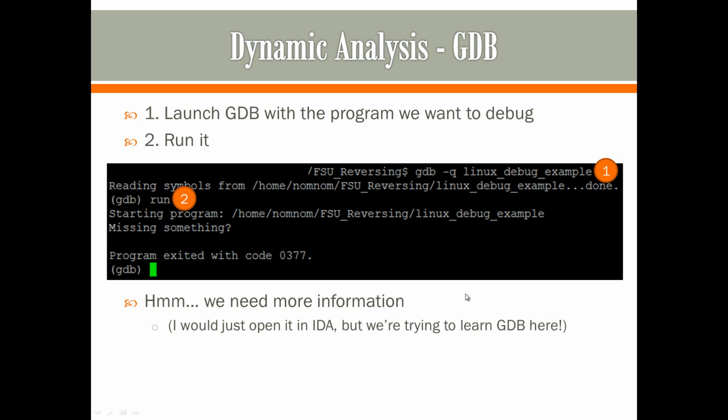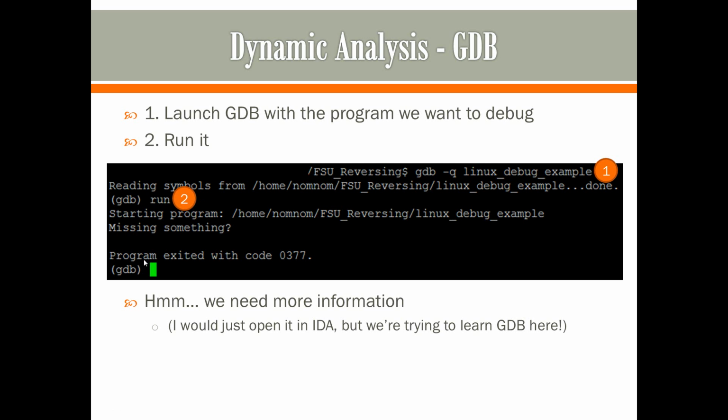Here's a little screenshot of debugging the Linux debug example. I ran gdb -q linux_debug_example, and the -q flag means quietly. Normally you get a banner with GDB that prints a bunch of stuff on the screen, and -q just says be quiet. Now that we're debugging the program and we launched it, it's not running, it's broken at main by default. So nothing's been executed, and we're just sitting at main.